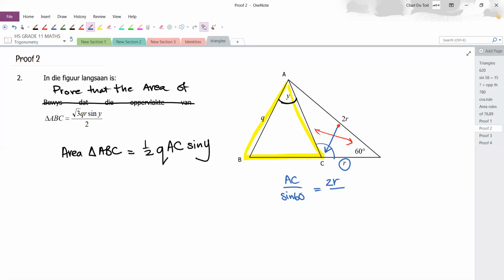That's an interesting angle to find. It's an exterior angle to that yellow triangle. Can we find that angle B? Or can we find this angle C here?